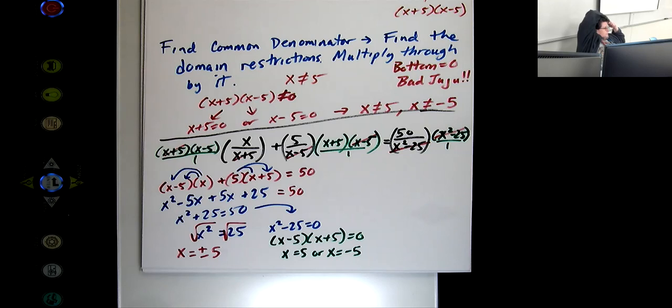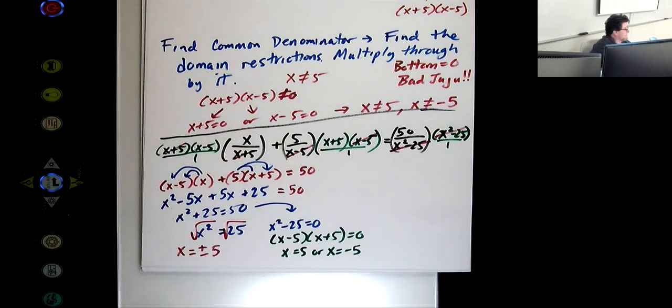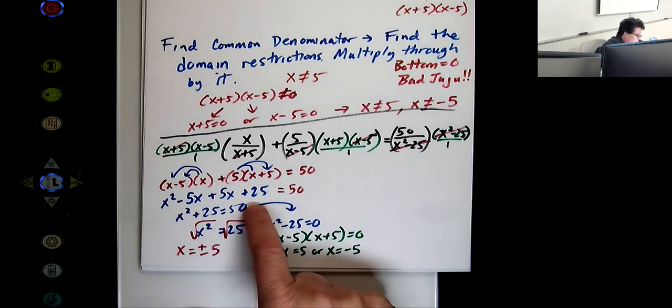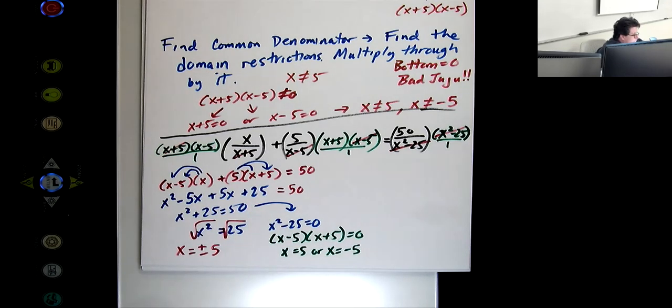How did the 50 disappear? It didn't disappear. I combined the 25 with it. Subtract 25 over. Oh, that's this way. Here I subtracted 25 from the 50 that way. It's like magic.